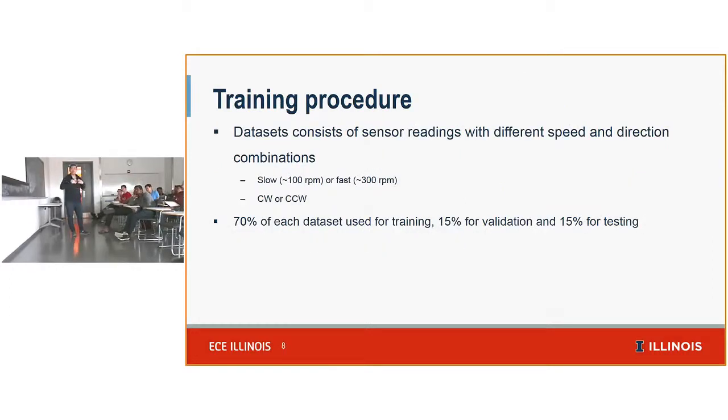So we took several data sets, and each data set consists of sensor readings with a certain speed and a certain direction. Roughly we have around 7 data sets, with a slow speed around 100 RPM or a slightly faster speed around 300 RPM, and in both directions, clockwise and counterclockwise. For training, a random 70% of each data set is used, a random 15% for validation of the training, and the final 15% for testing of the neural network performance.